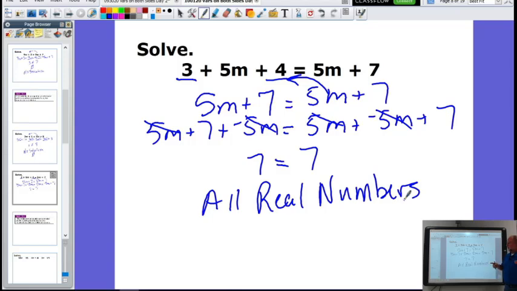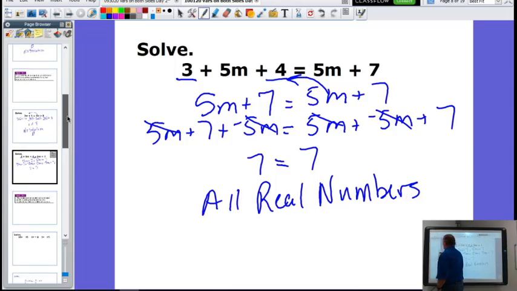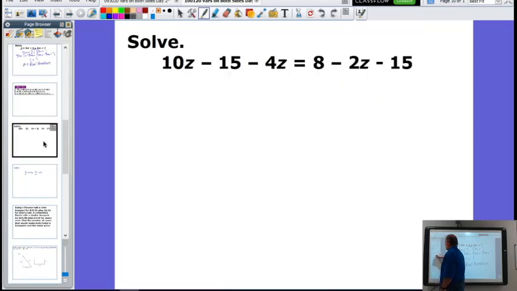If the variables are eliminated, it makes a false statement. You have no solution. If your variables are eliminated, it makes a true statement. Your answer is all real numbers. Okay? So let's look at a couple other things that could crop up as we go. So here's the next one.